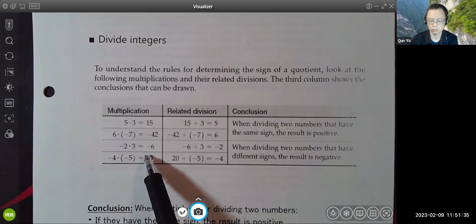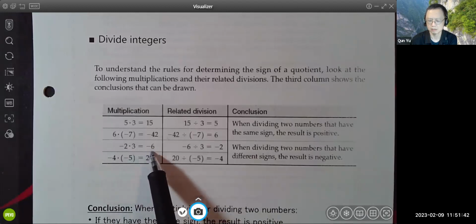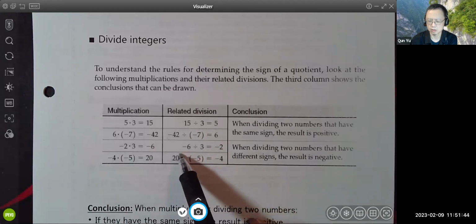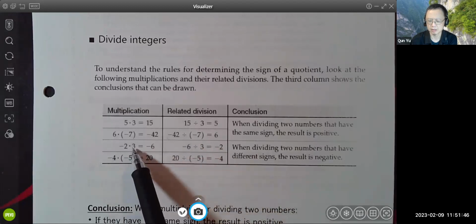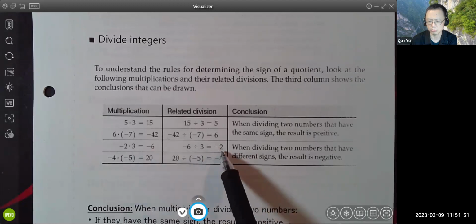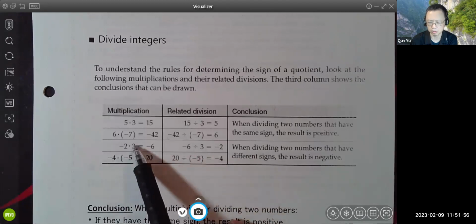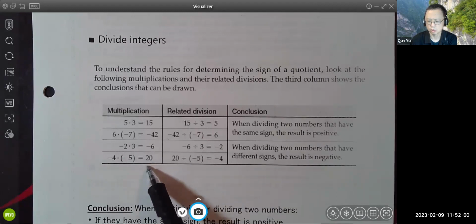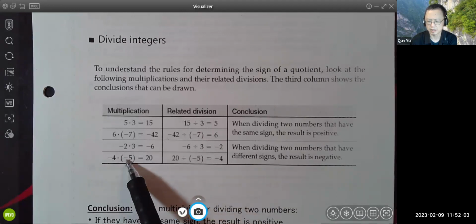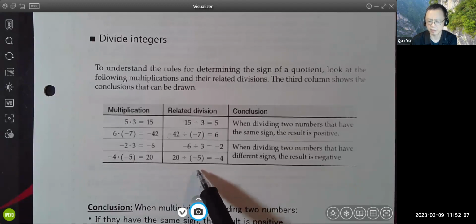Now let's look at the other two examples. -3 times -2 times 3 equals -6. So if we use -6 divided by one of these factors, we get the other one. If we divide by 3 and -2, if we divide by -2, we will get 3 either way. Now the same thing for the other example. We use 20 divided by -5, we get -4, right? Divided by one factor to get the other factor.